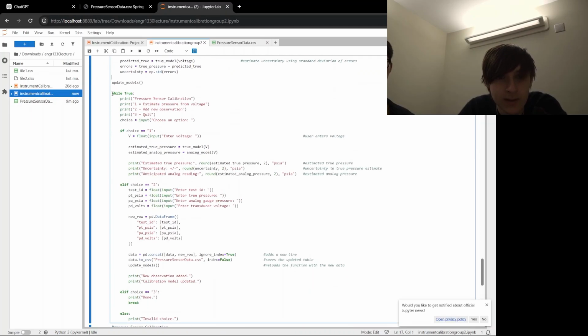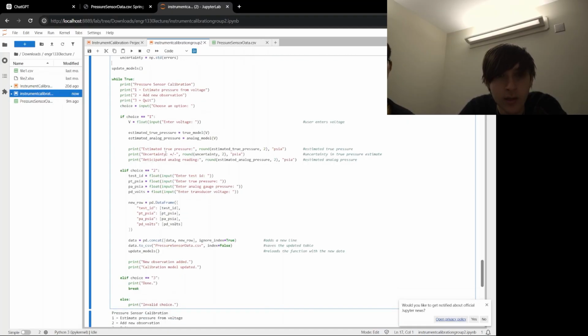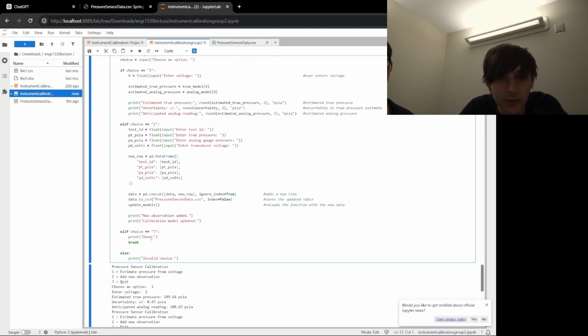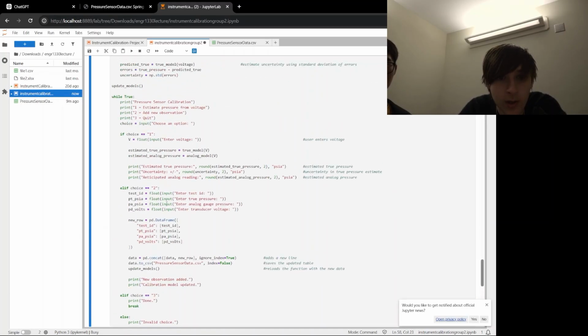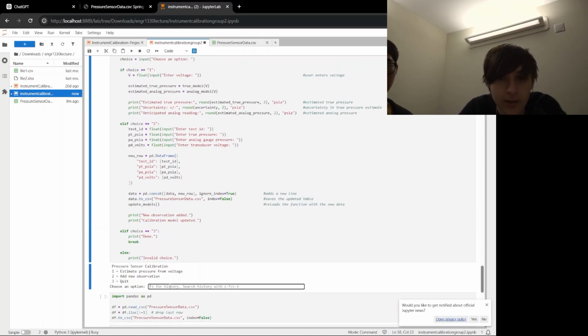The interface is this whole while loop. If you go ahead and use it, you have 2 options. You can, one, estimate new pressures from a voltage.